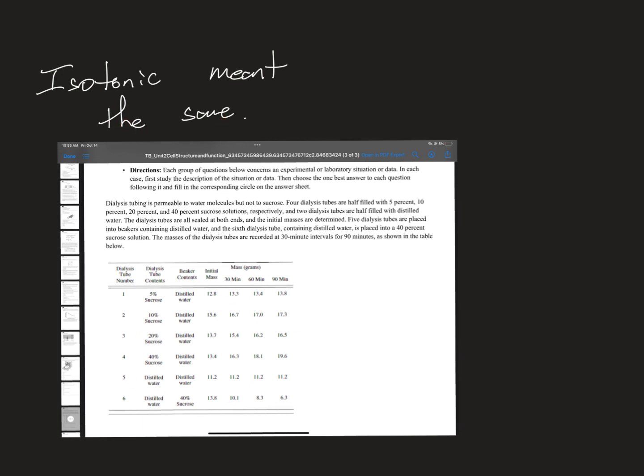In which is it that the dialysis tube, looking at the title, dialysis tube contents, and the other title of this column says beaker contents, which one of these two is the same? There's only one that's the same, and that's the two distilled waters. So that should have been number 5. All right, number 5, whichever answer letter that is. And that was just testing: do you understand that isotonic means the same, and can you read a table?